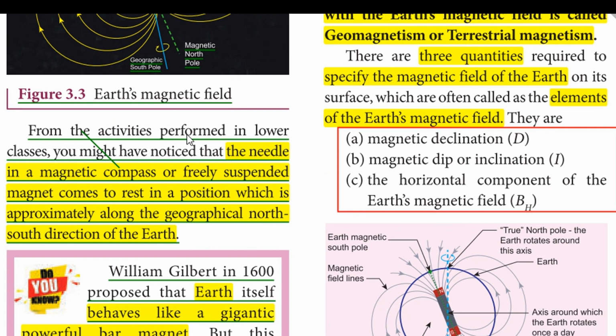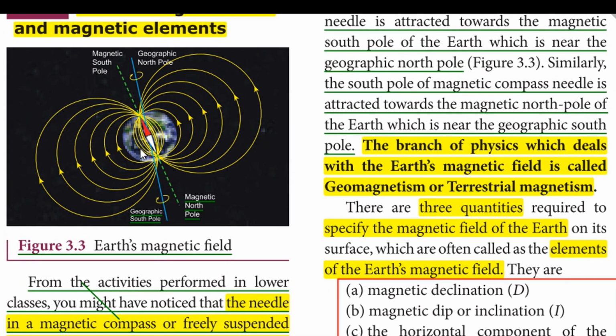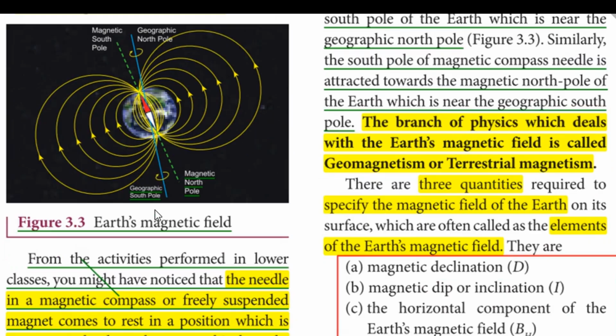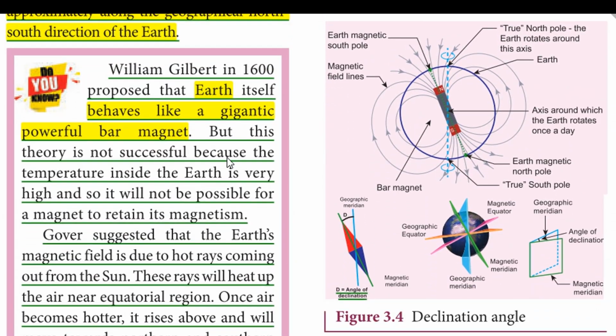Here, from the activities performed in lower classes, you would have noticed that the needle in a magnetic compass or a freely suspended magnet comes to rest in a position which is approximately along the geographical north-south direction of the Earth. So this is the Earth's magnetic field. And this is the magnetic south pole and this is the magnetic north pole. Whereas the geographic north pole lies here and the geographic south pole lies here.